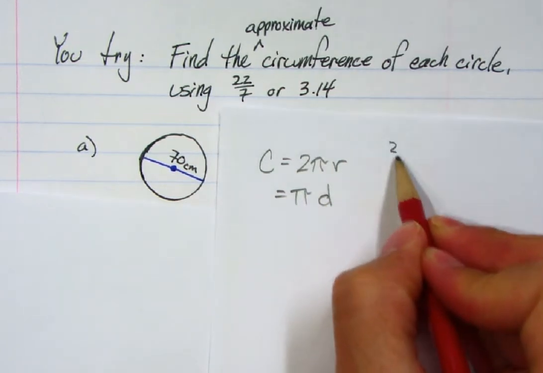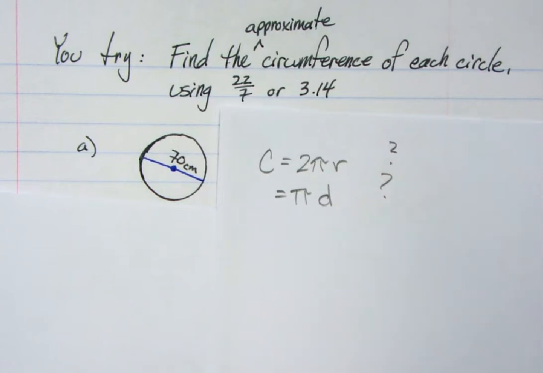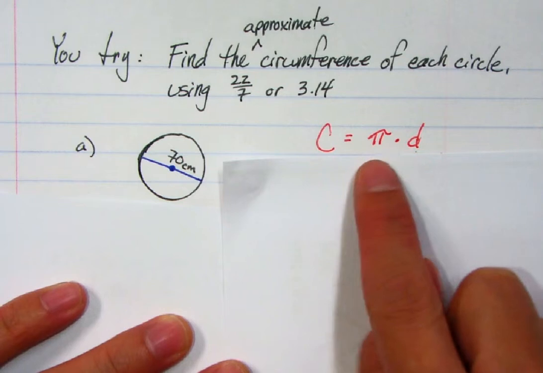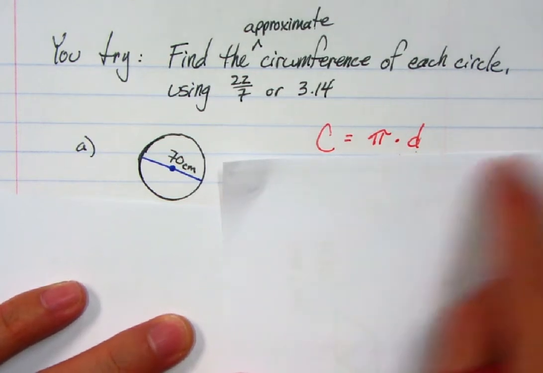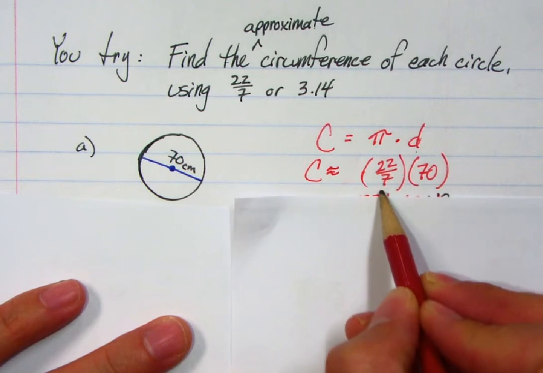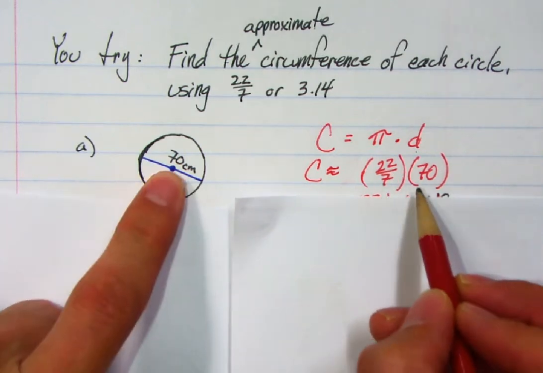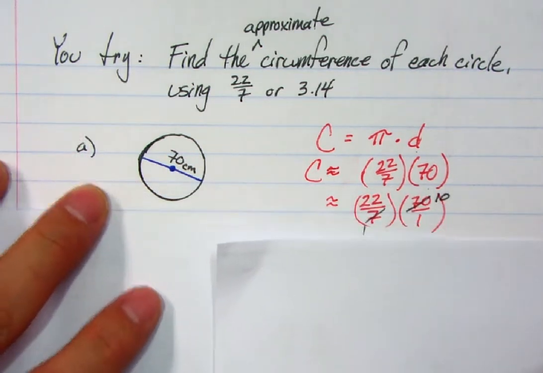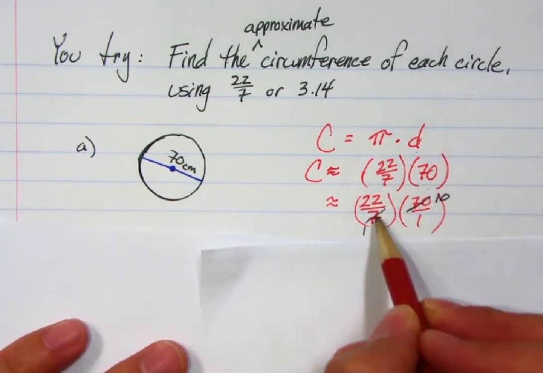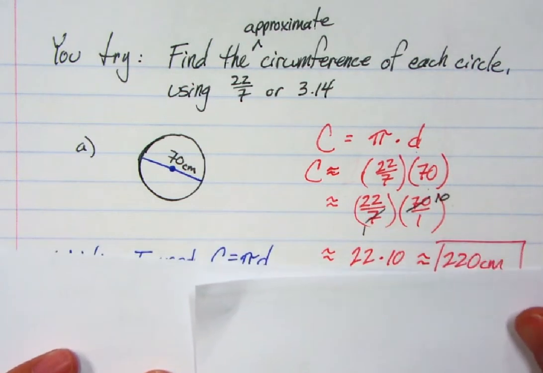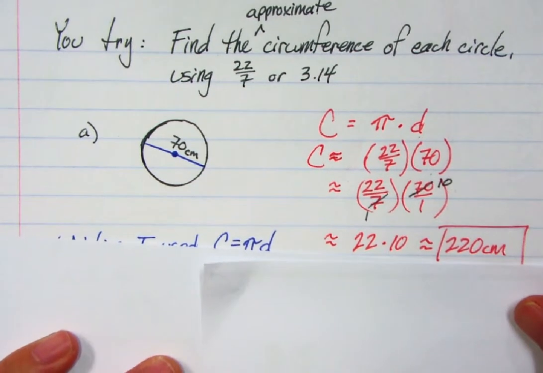Question is, which one of these do we use? Well, let's take a look. I'm going to use this one. Circumference is equal to pi times diameter. Okay, pi, I decide to use 22 over 7 for pi because I look at my diameter and it's 70. I'll explain in a second why I use that. I can do some cross-canceling here. Then I end up with 22 times 10, which I can do in my head, 220 centimeters. So it's approximately 220 centimeters.